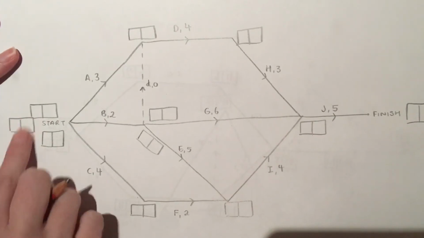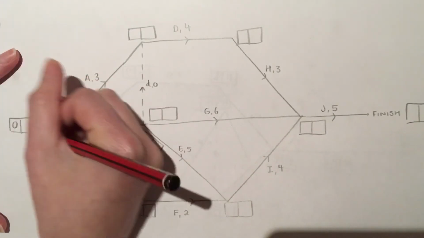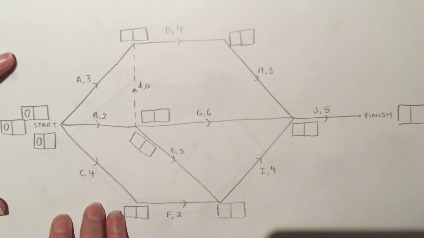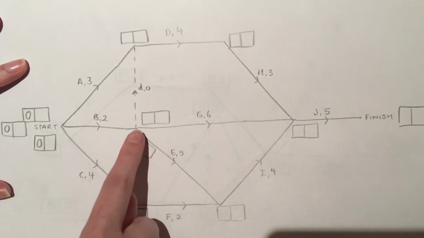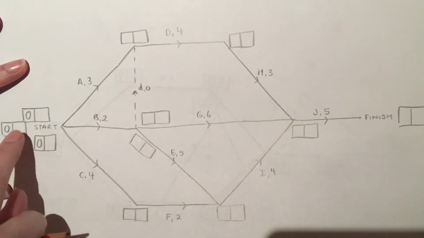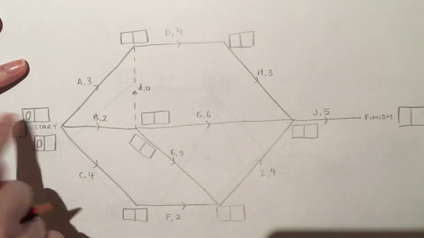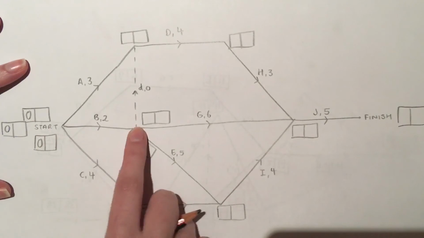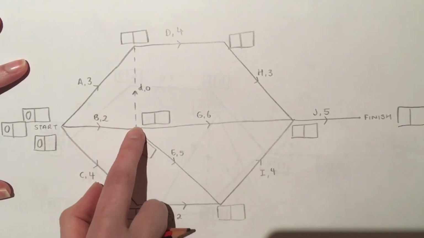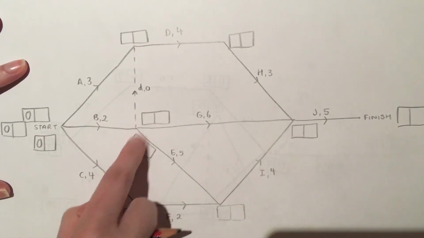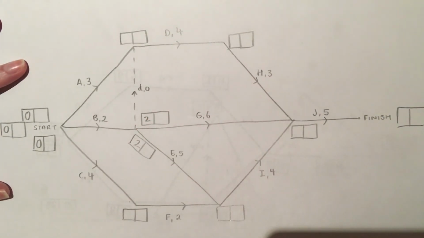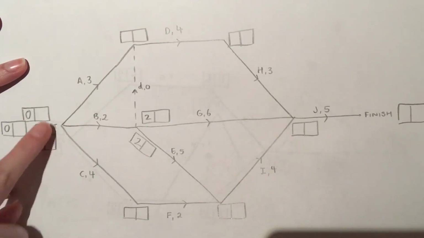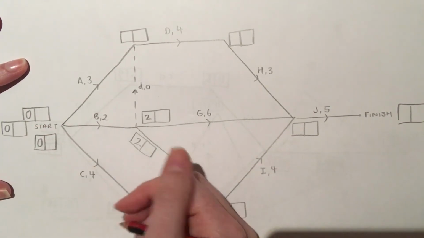So zeros in all of your starting boxes. And let's go ahead. Right, let's go to these boxes first. So I'm going to go from 0 along B line of 2. So the quickest I can get to these 2 spots is just 2. And that one's also going to be a 2 because they're both at the same point. Okay, to get to here, I can start at 0 and go along 4. So that's going to be a 4.